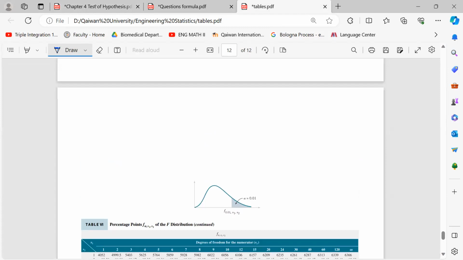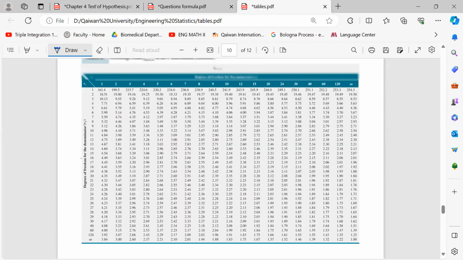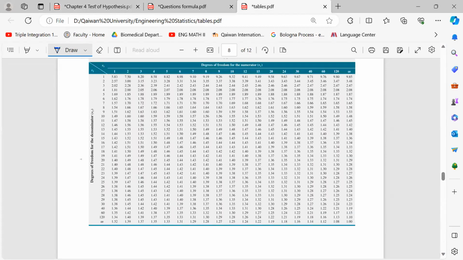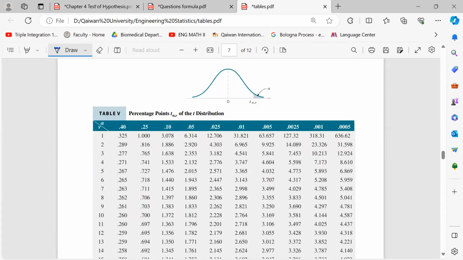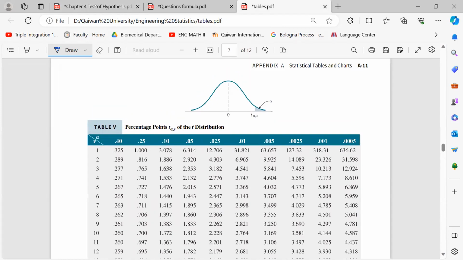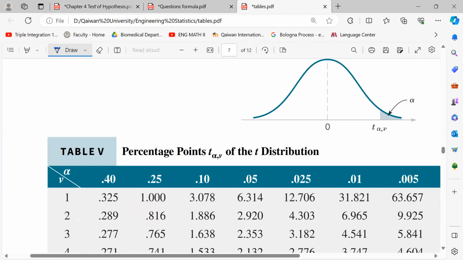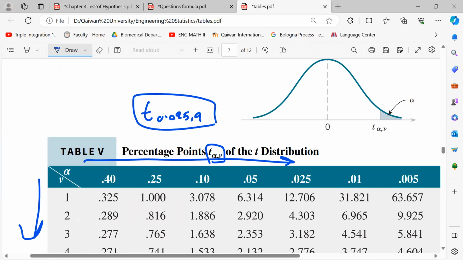Let's find the t table. This is the t table, t of alpha and v. Alpha is the horizontal one, and v is the vertical one. We have t of 0.025 and 9. Let's find 0.025 first. This one is.